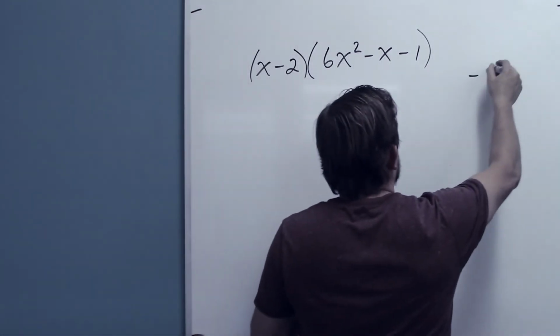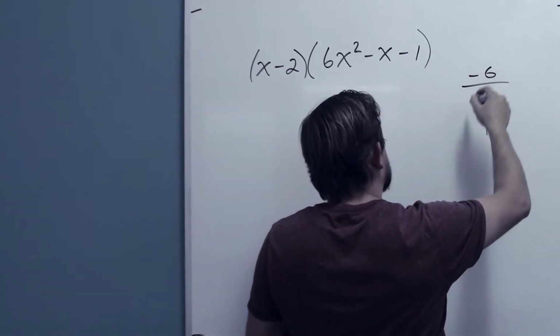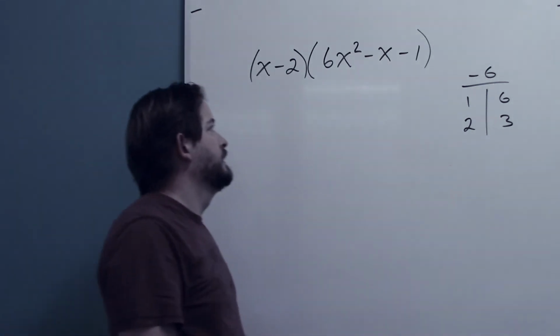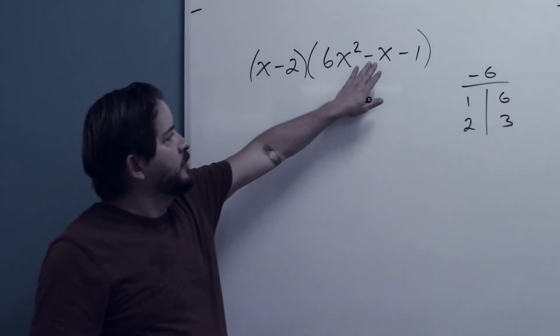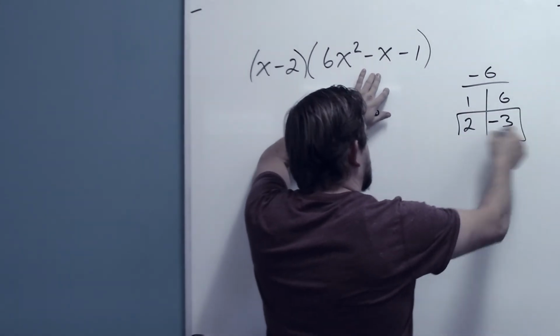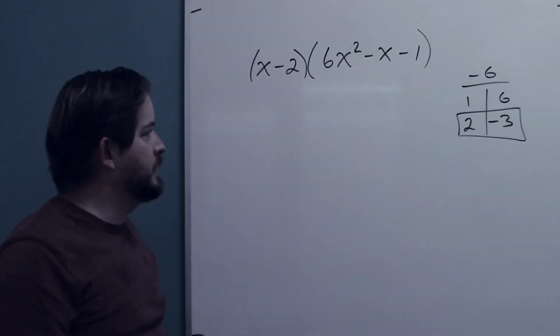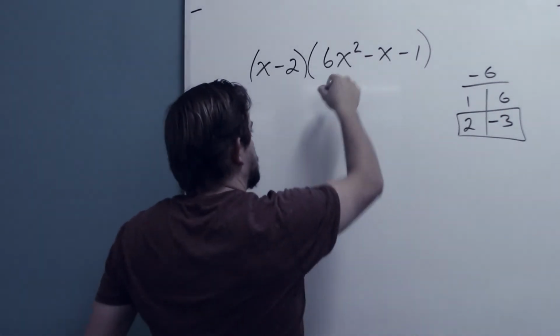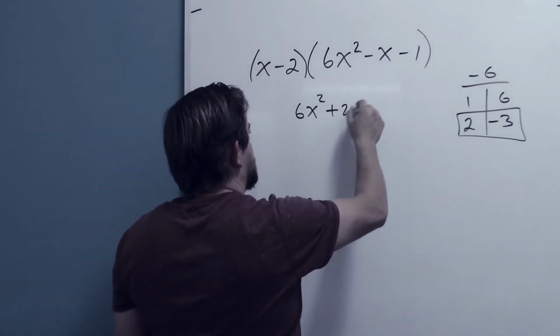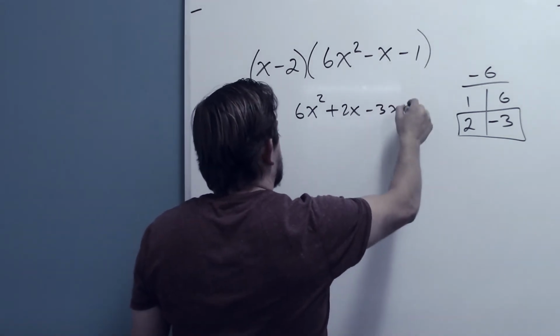6 times negative 1 is negative 6. I'm looking for factors that have negative 6. There's not that many of them. But I need them to combine to be a negative 1. And so it's got to be 2 and negative 3, right? And so this turns into 6x squared plus 2x minus 3x minus 1.